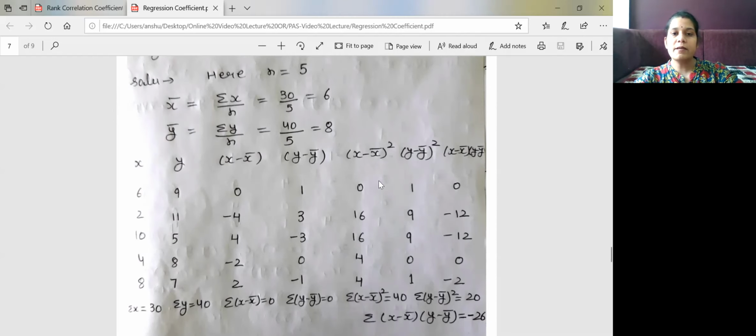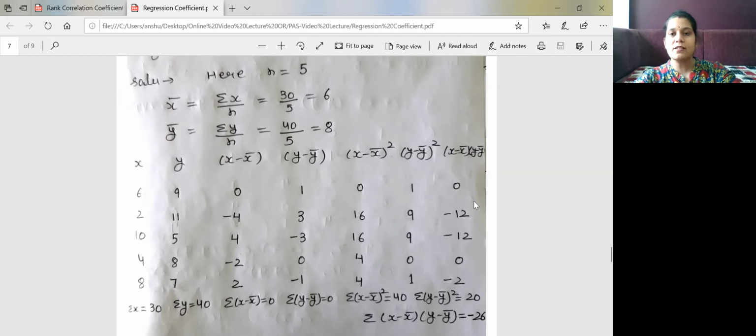Second, we make the value of x minus x bar whole square. So here the column of x minus x bar, and square, x minus x bar whole square. So 0, minus 4 whole square 16, 4 whole square 16, minus 2 whole square 4, 2 whole square 4. Next we make y minus y bar whole square. So here 1 into 1, 1, 3 into 3, 9, minus 3 into minus 3, 9, 0 into 0, 0, and minus 1 into minus 1 is equal to plus 1.